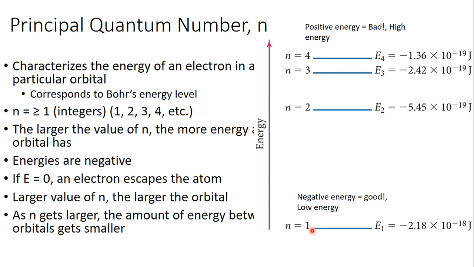So let's look at the gap between 1 and 2. That energy gap is huge. 2 to 3 is smaller. 3 to 4, smaller still. So as you go up higher in energy, the energy gaps get lower.